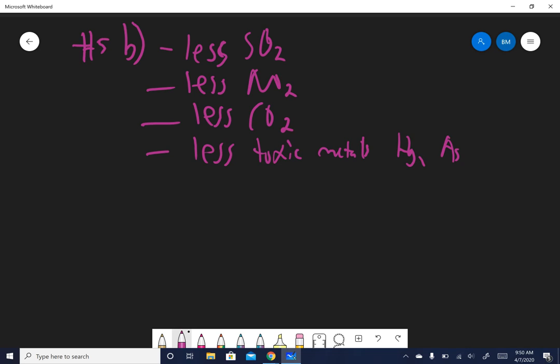It doesn't have any, I don't believe, any SO2. Hardly any NO2, less CO2, and then definitely less toxic metals. No toxic metals, really. Okay, so that was B. All right, let's do C.